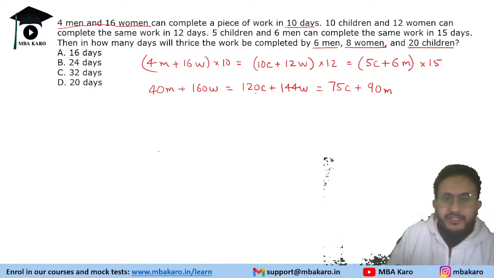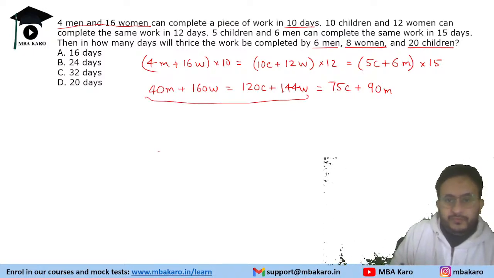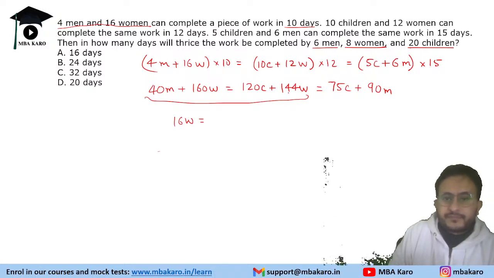Let's take these two. So we will get 16 women is equal to 120 children minus 40 men.